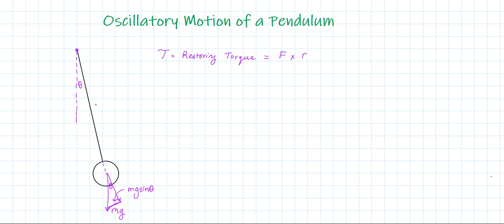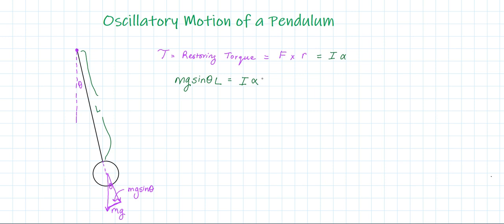Now, the string has a length L, so I'm going to go ahead and factor that into this expression as well. So I'm going to say the force is mg, and we're looking at the component that's perpendicular to R, which, remember, is equal to L. Now I also know that restoring torque, or torque in general, is going to be equal to the moment of inertia, or the rotational inertia, times the angular acceleration. So I can go ahead and set those two expressions equal to one another.